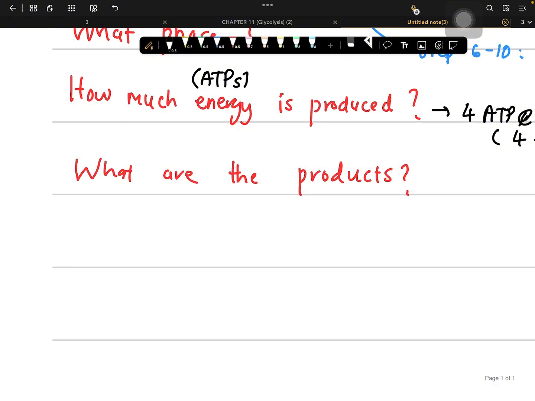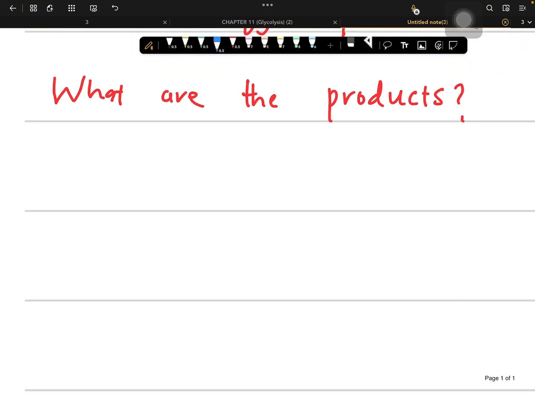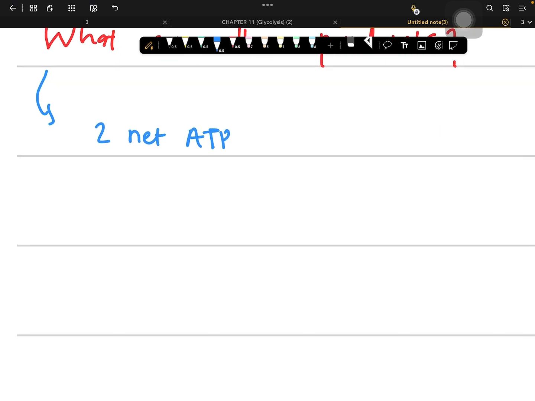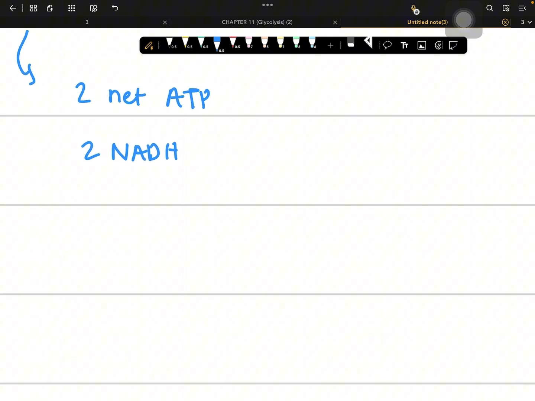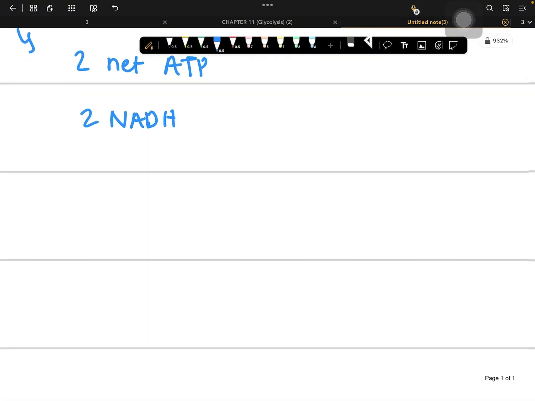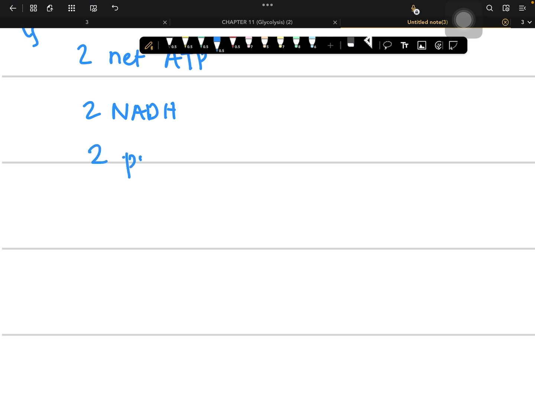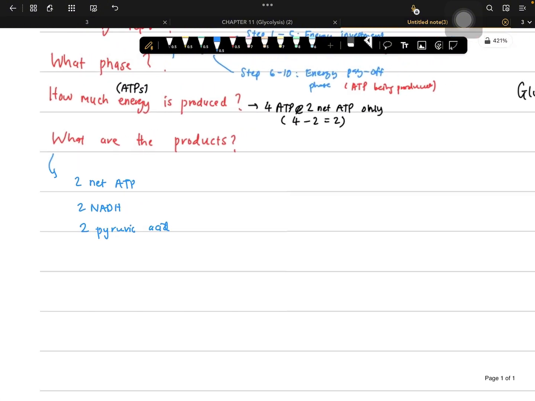Next, last question: what are the products of glycolysis? Of course, the first thing you get is the ATPs or energy, 2 net ATP. You also get NADH molecules, 2 NADH, which are electron carriers. And the last one, which is the main product we are looking for, is pyruvic acid, 2 pyruvate, also known as pyruvate. Okay, so let's begin.